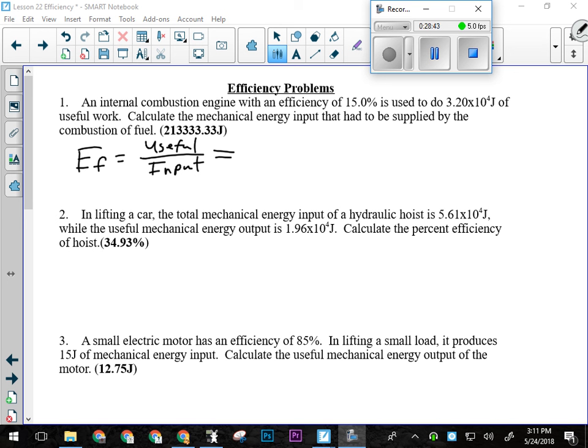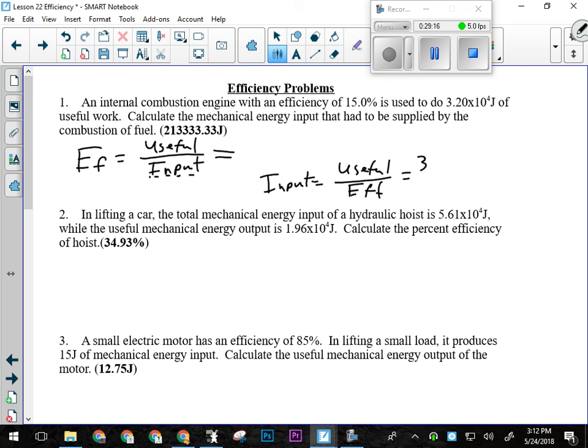Right? And it's used to do 3.20 times 10 to the 4 joules of useful work. Calculate how much energy had to be put in by the combustion of fuel. All right, so we are looking for the input energy in this situation. So I'm going to manipulate by multiplying input over here and dividing the efficiency over. All right, so what I'll have is that the input will equal the useful work divided by the efficiency. And since we divide by a decimal, that always makes a number bigger.